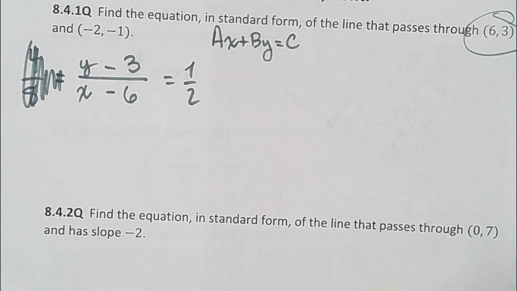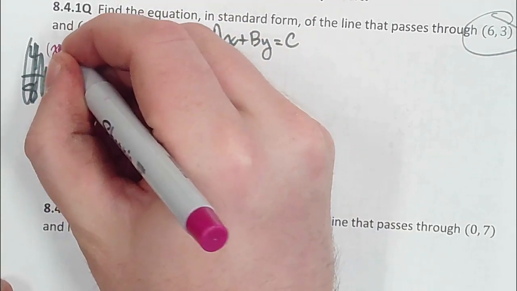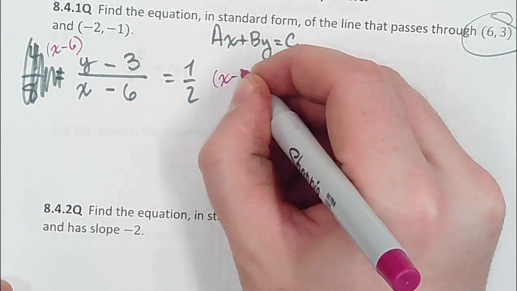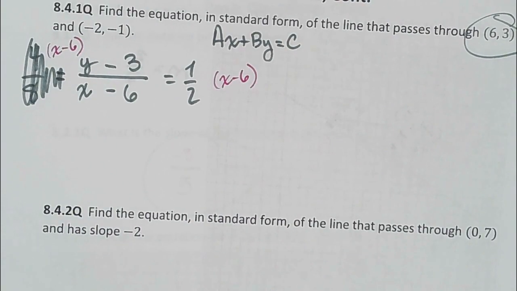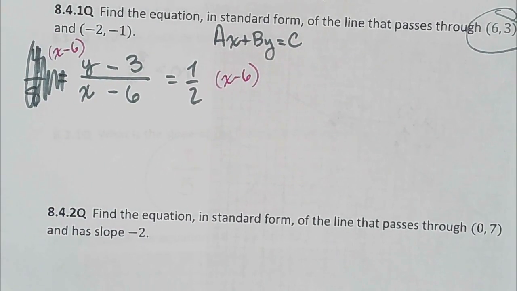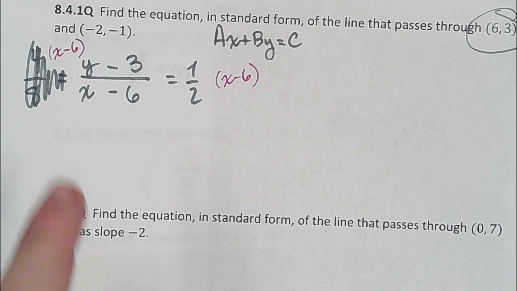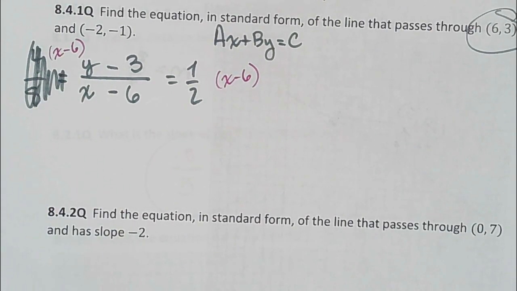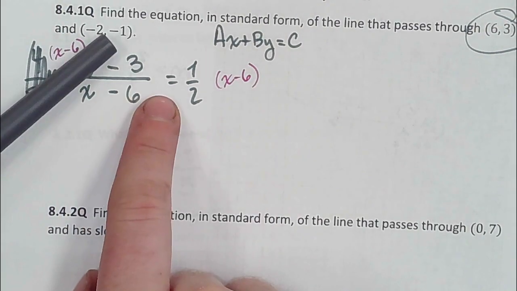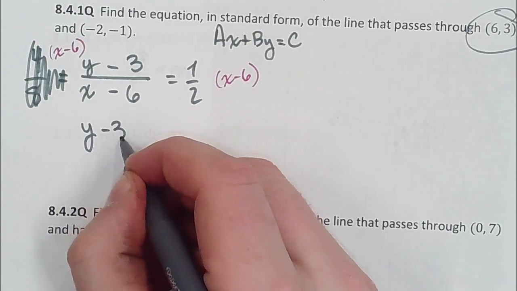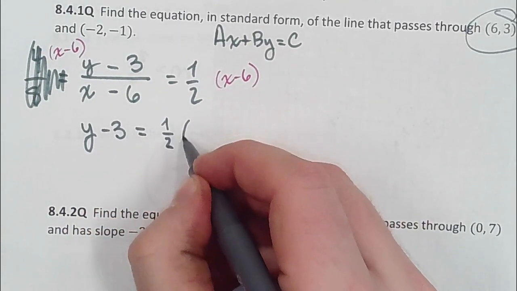Well, notice there's no division. So let's times by x minus 6 to both sides. Why am I timesing by x minus 6? What's that going to do? What's x minus 6 going to do? Why am I timesing by x minus 6? Brandon knows. Brandon, go ahead. Yep, these are going to divide out, right? So those divide out, and we get y minus 3. Over here, we get a half times x minus 6.